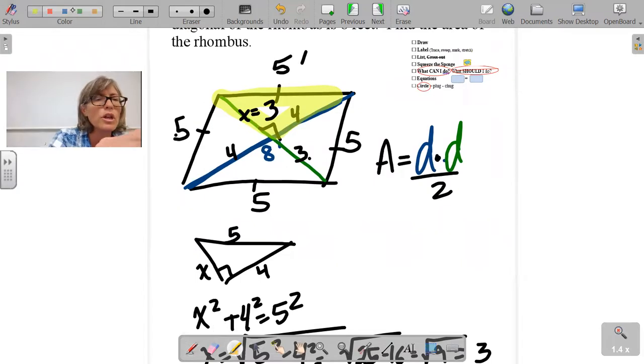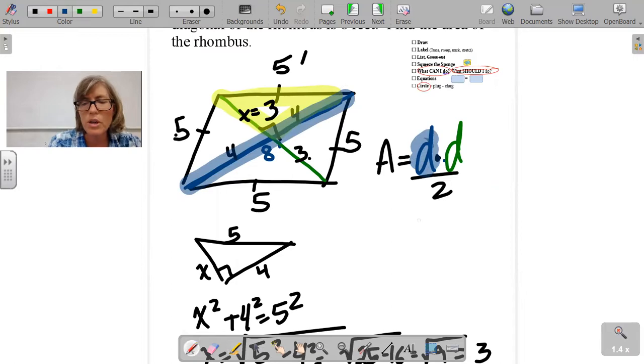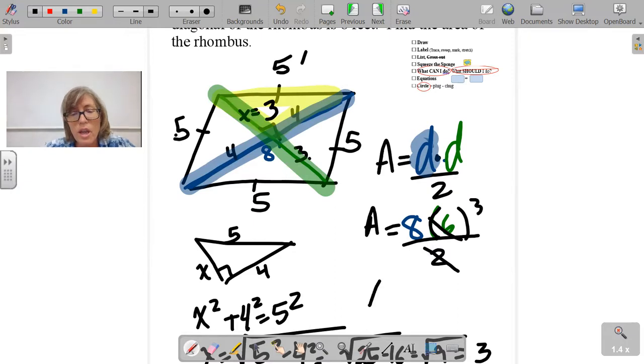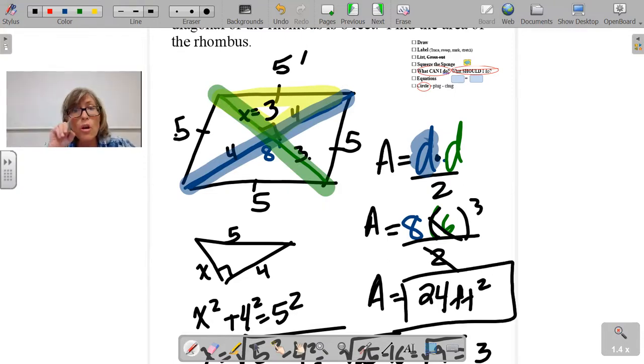Now you have everything you need. So your one diagonal is going to be 8. Your other diagonal is going to be 6 over 2. You can take the 2 into the 8 or the 6. It doesn't matter. I'm going to take it into the 6, get a 3. And your area is going to be 24, let's check, feet squared. Very important, correct your work, write a note of what you did incorrectly or what you overlooked.